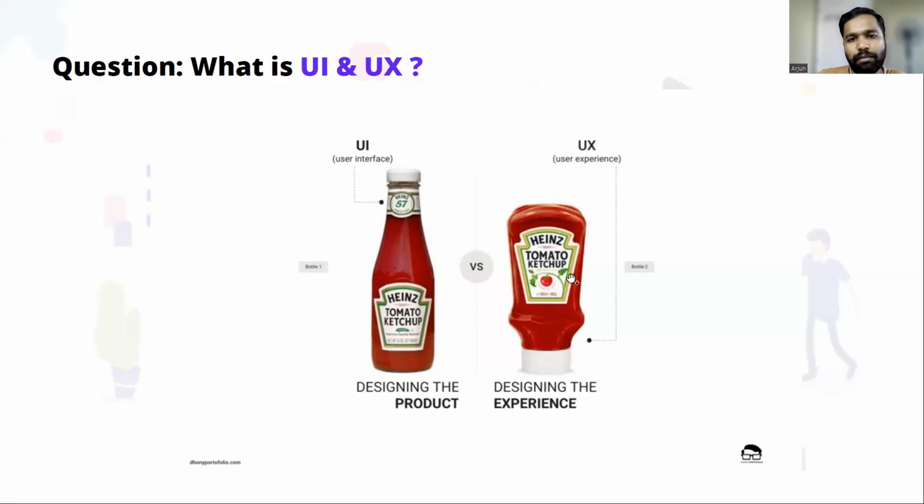So they came up with this squeezy bottle, which made it much easier for people to just squeeze, even if it is in the last bit of the bottle. So for example, let's say this glass ketchup bottle is 200 milliliters of volume, and this plastic ketchup bottle is also 200 ml of volume.